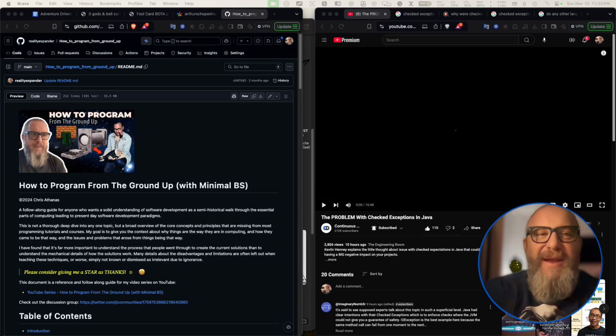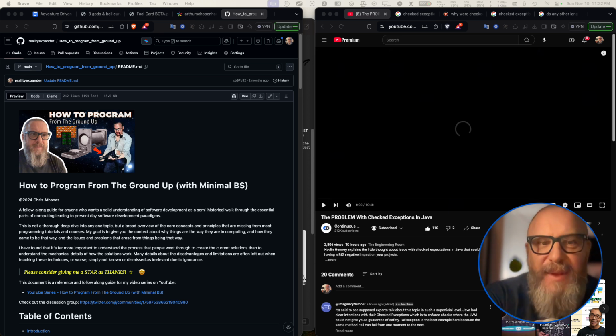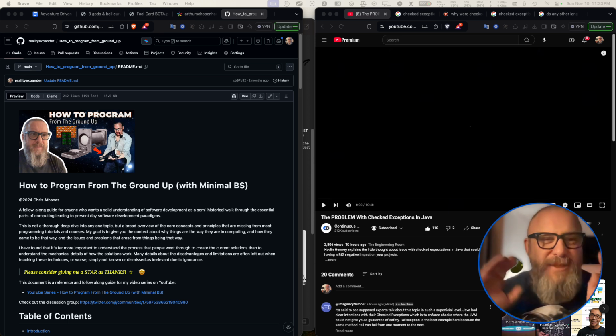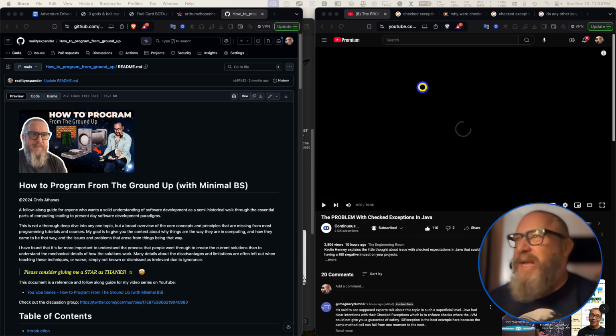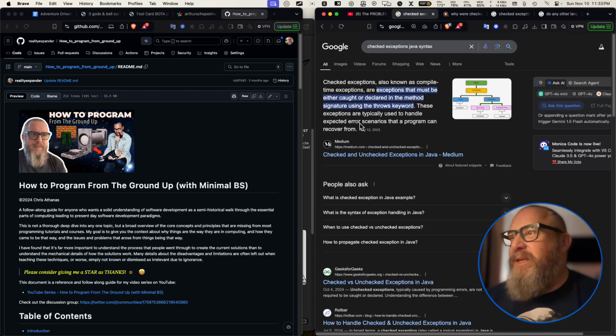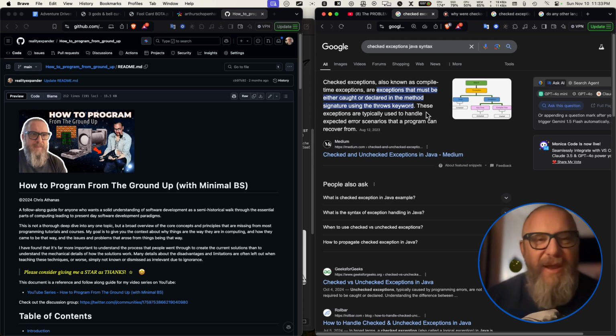I never used checked exceptions too much. It was sort of on the way out when I started getting back involved with Java doing Android development. But it was always in there in the background. I was like, what is a checked exception? It's exceptions that are either caught or declared in the method signature. Okay, this is not useful.